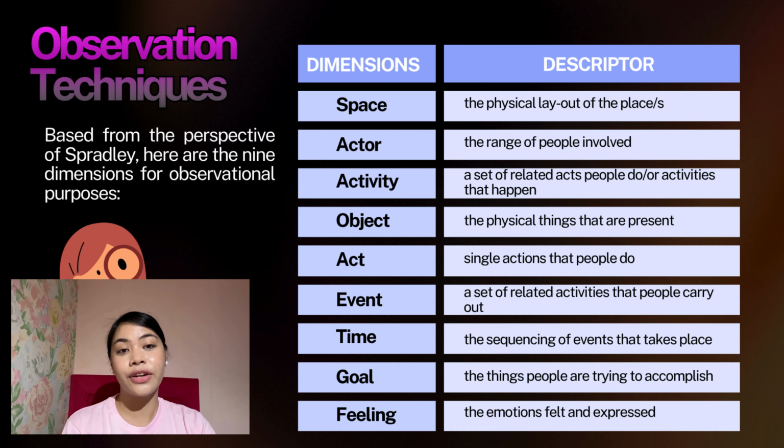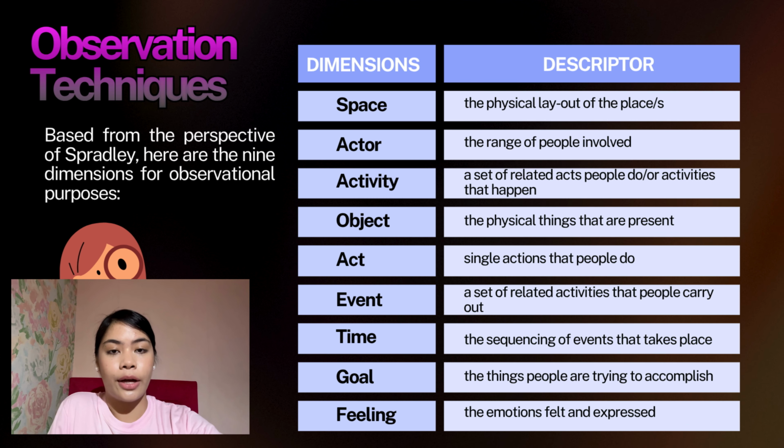That is why we have here observation techniques. Based from the perspective of Bradley, there are 9 dimensions for observational purposes. First is space. This is the physical layout or places. Actor, people that are involved. Activity, mga ginagawa ng mga tao or activities that happen every day. Object, mga bagay na nakikita sa paligid.